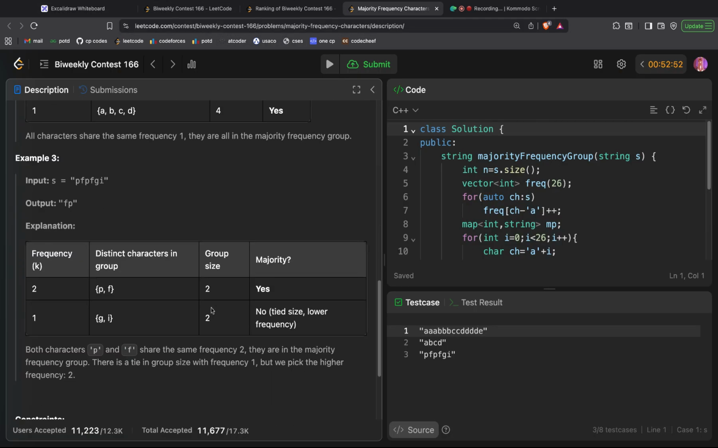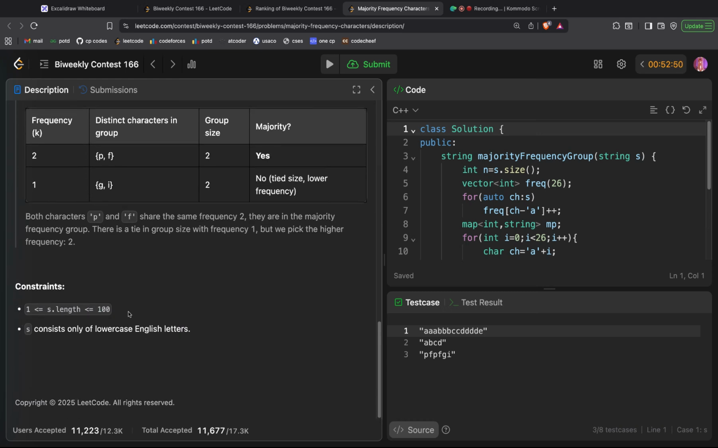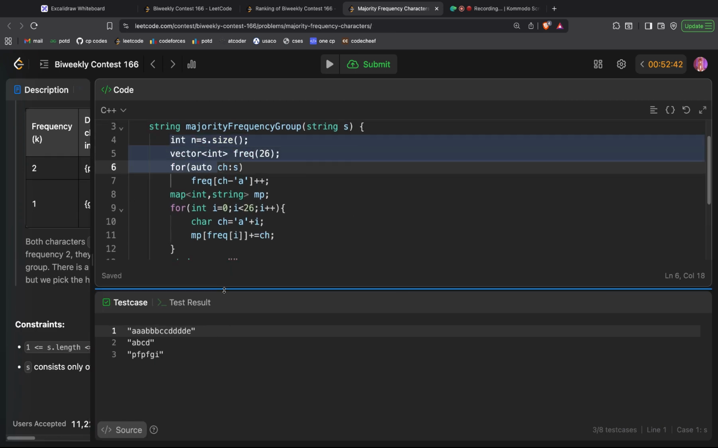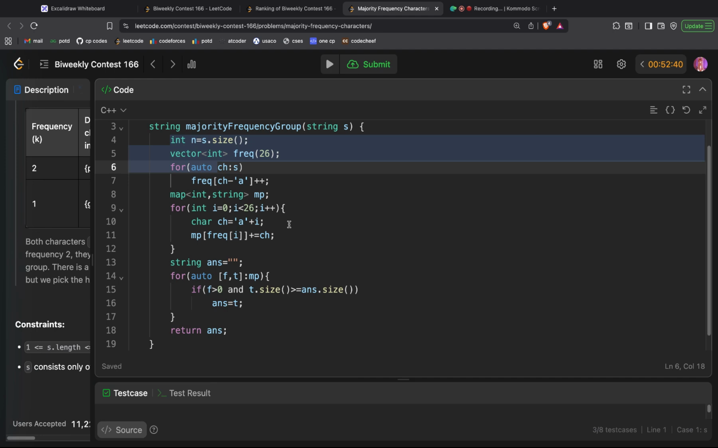I didn't even look at the constraints. Constraints are also very light, like you can go up to n cube. Again, you don't need to. So what I did was a simple implementation. I got the string size and stored it in n. I got the frequency of all the characters in this frequency vector. So this is boilerplate kind of code.